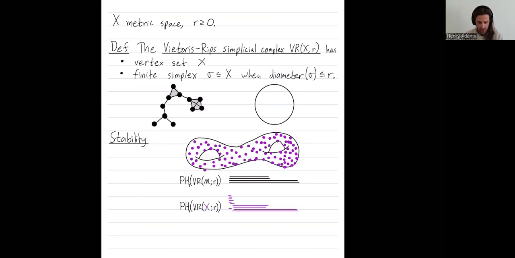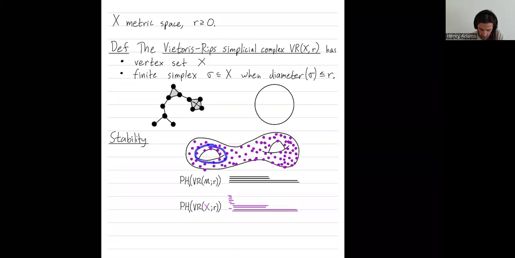But the stability property says if I have 2 metric spaces that are close, then the persistent homology that I produce from their Vietoris-Rips complexes is also close. Okay. So what might the one-dimensional persistent homology of the Rips complex of this manifold look like? Well, it's a 2-hole torus. So I have four one-dimensional holes, right? These bars. And maybe this hole fills in first and this hole fills in first. So that's why these bars die first.